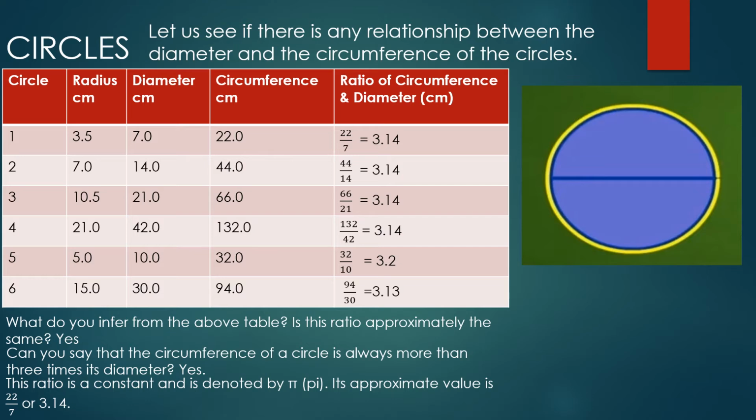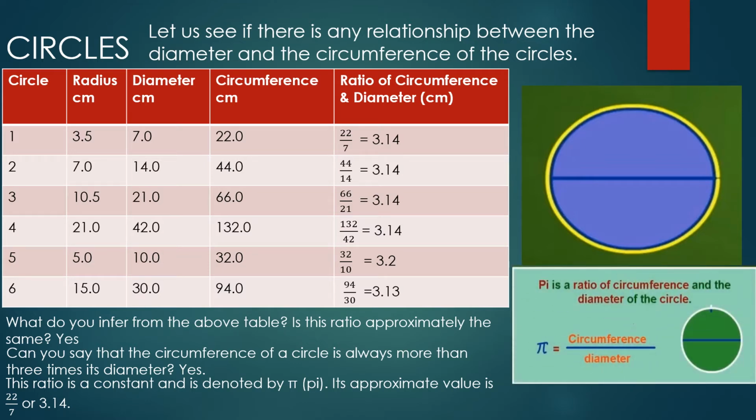This ratio is a constant and is denoted by pi. Its approximate value is 22 by 7 or 3.14. Thus, we have seen that pi is a ratio of circumference and the diameter of a circle, and pi is equal to circumference divided by diameter. As pi is a ratio, it is the same number for any circle regardless of its size.